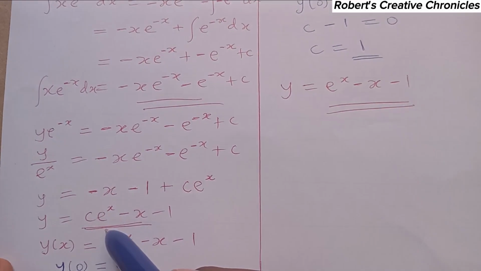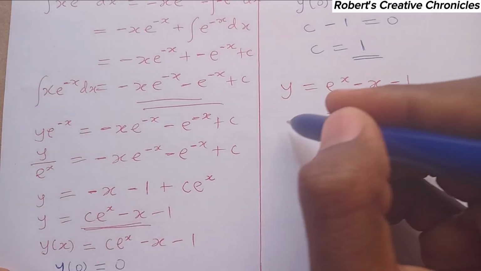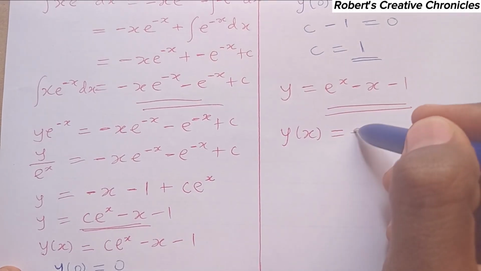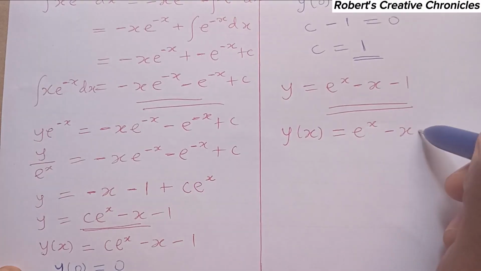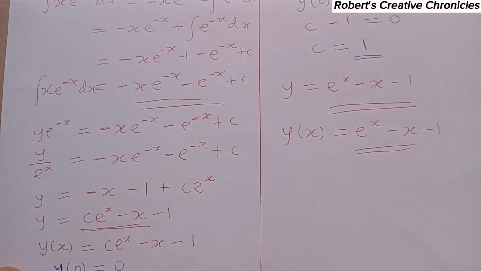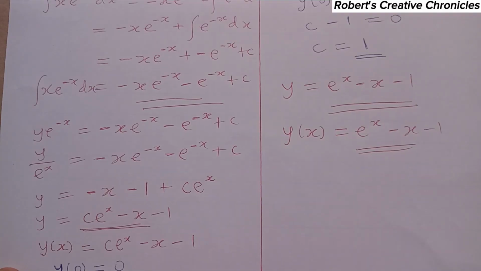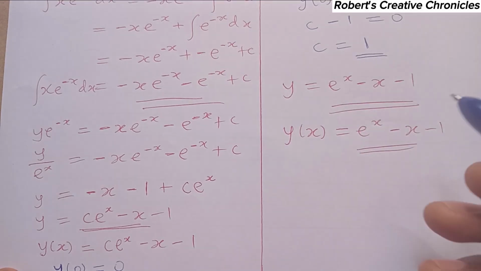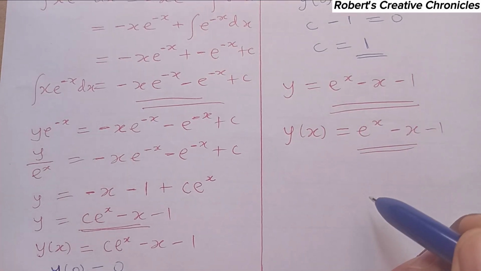And then you can also express this like this. You can also say y, then you put x, is equal to e^x minus x minus 1. All are correct. But since we are doing an initial value problem, this will be more accepted. But it's the same thing. So that's it.